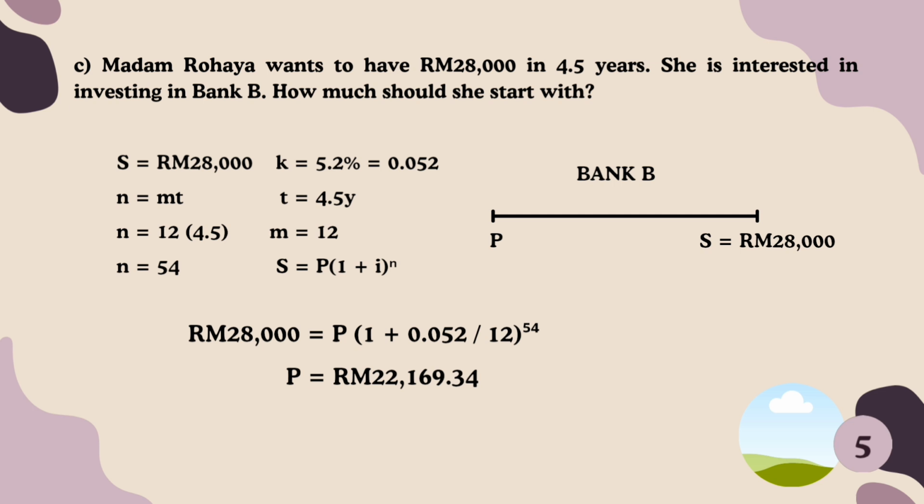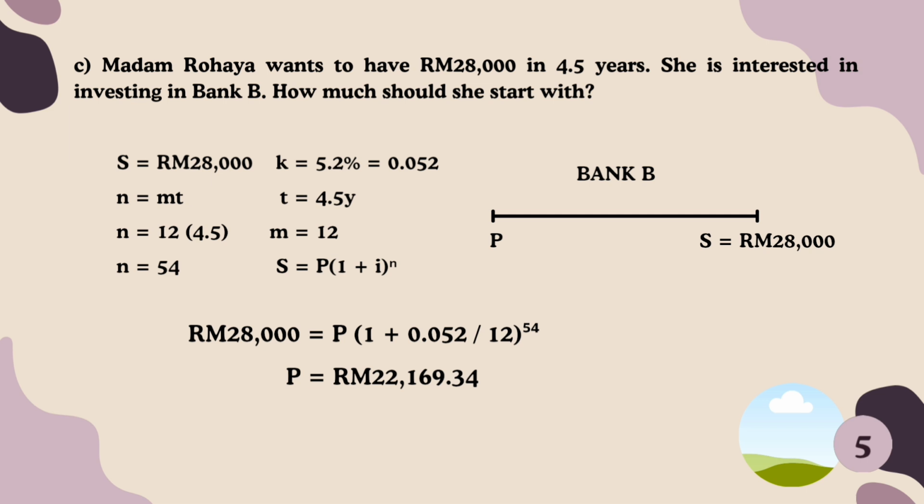First, step 1, we need to calculate total periods. So N is equal to 12 multiply 4.5 because N equal to MT. M is compounded and T is time. So the answer for N is 55. Step 2, we need to find the formula for this question. So the formula is S equal to P bracket 1 plus I bracket the power of N. And step 3, substitute the values.